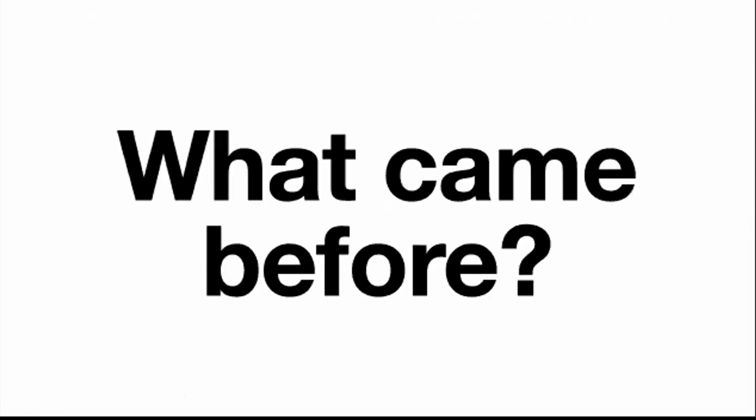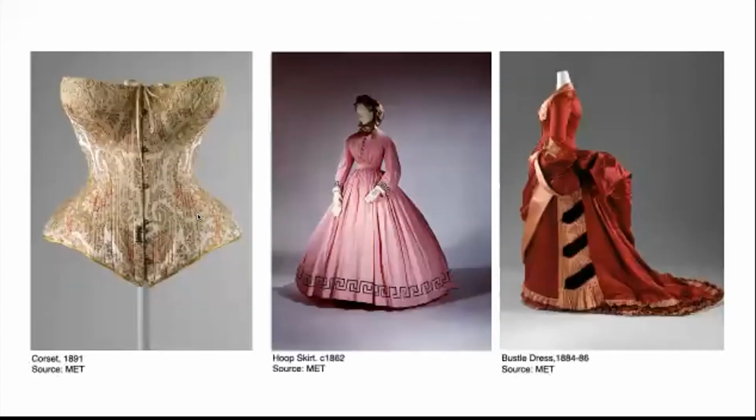So fashion, what came before the modern era of fashion? Okay. Corsets, hoop skirts, bustle dresses, also known as uncomfortable clothing. Fabric had little to no stretch, and you often had to be tailored by a professional.